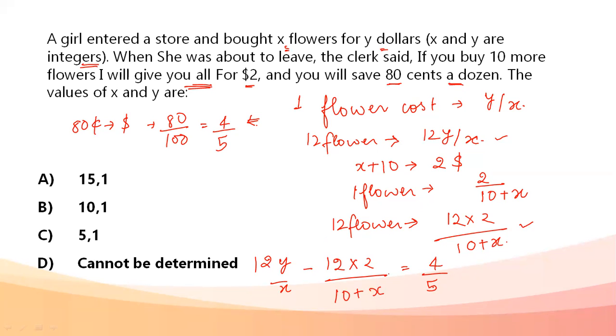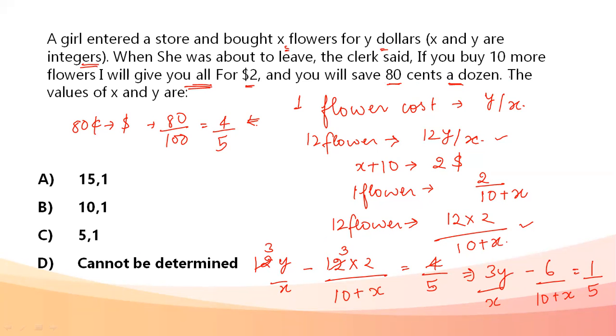After this, let's take out 12 common. So this is 4, 3 and 3. The equation becomes 3Y by X minus 6 upon 10 plus X equals 1 by 5. Now we just have one equation and two variables, which cannot be solved directly. So we can always go for hit and trial. We already have the options, so whichever option satisfies my condition is going to be my answer.